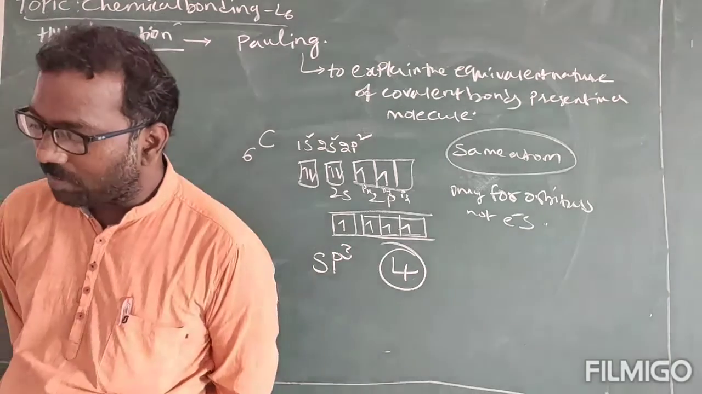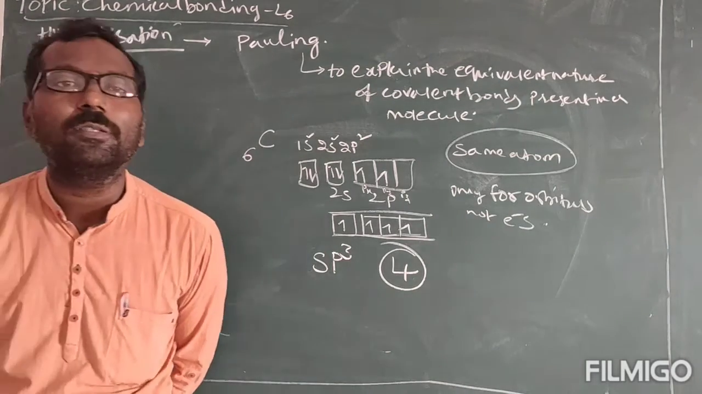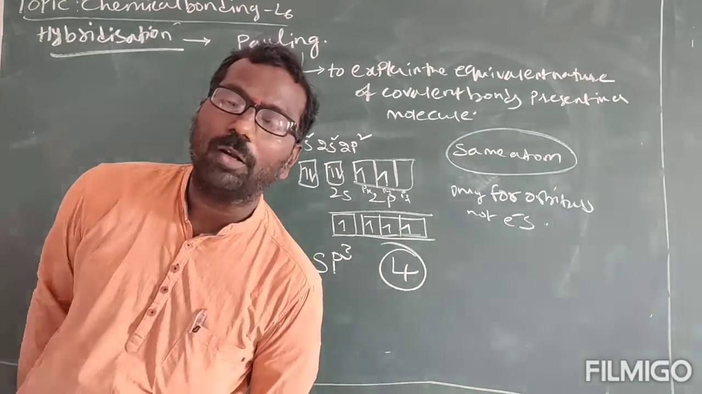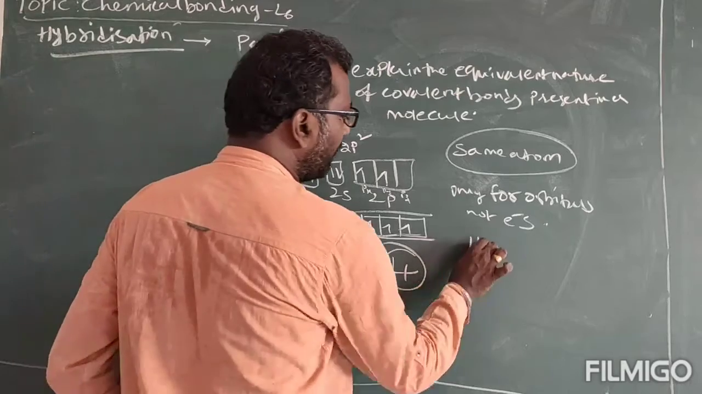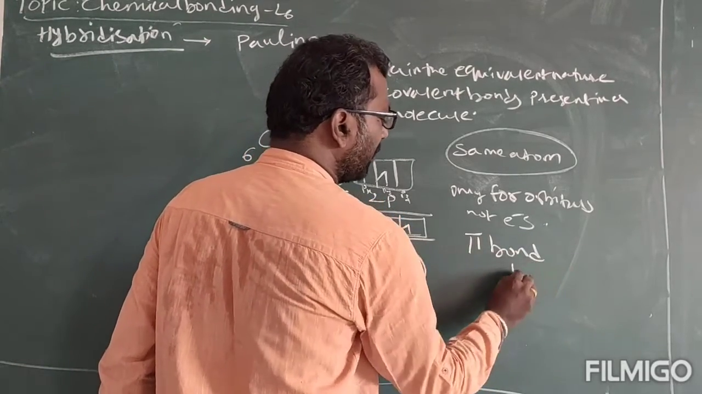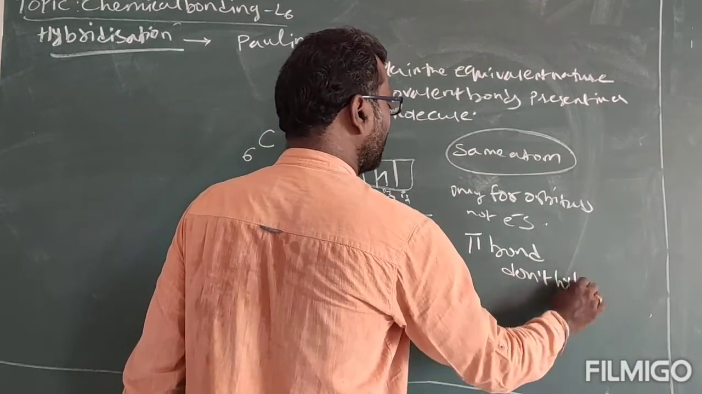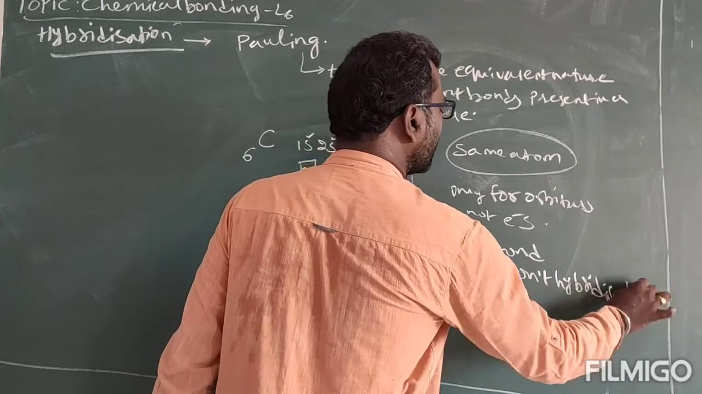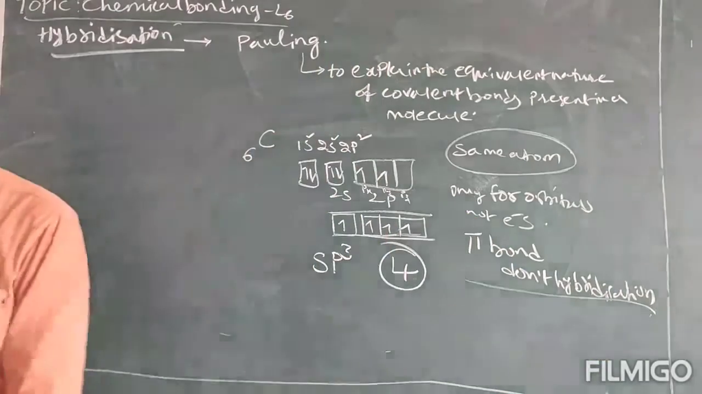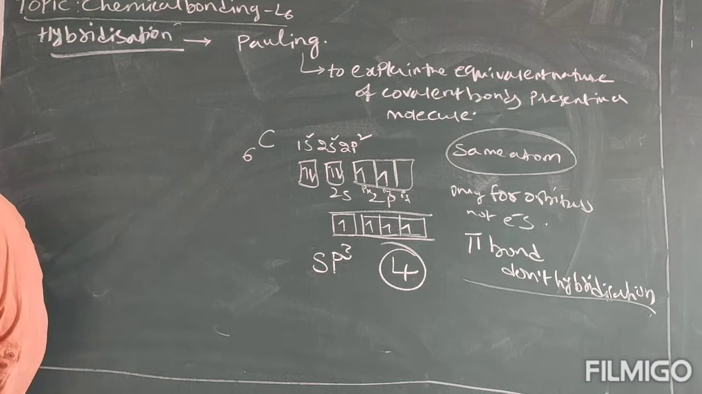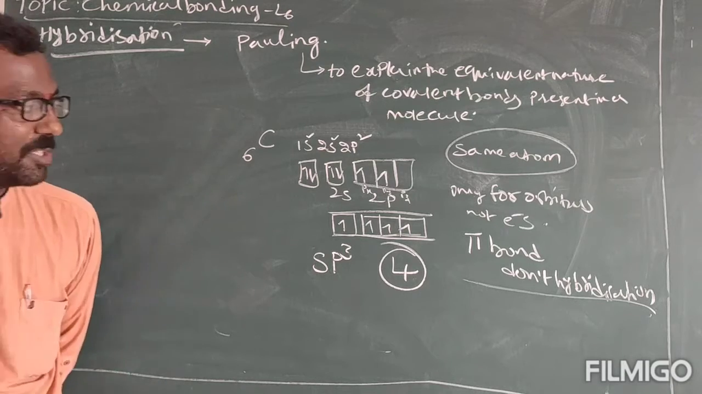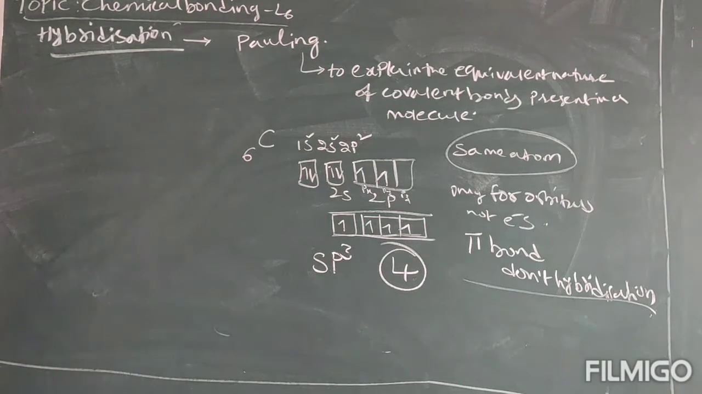Orbitals involved in pi bond formation do not undergo hybridization or form hybrid orbitals. Orbitals which undergo pi bonding don't involve hybridization. Only sigma bonds are involved in hybridization. Orbitals involved in pi bond do not participate in hybridization. That is the most important one.